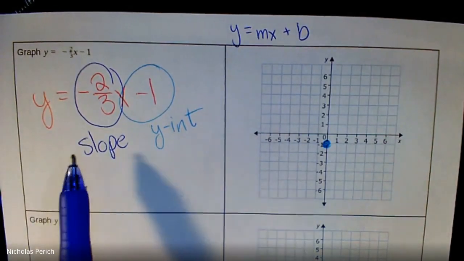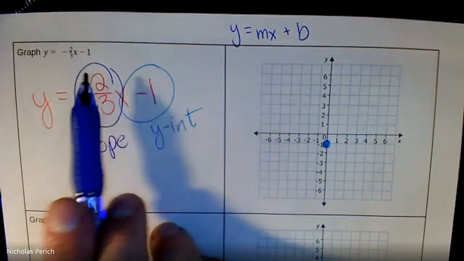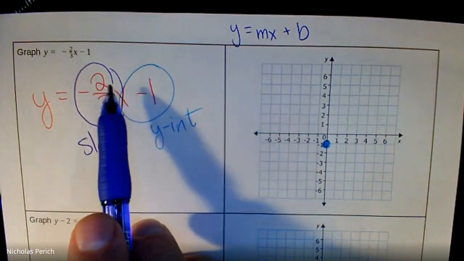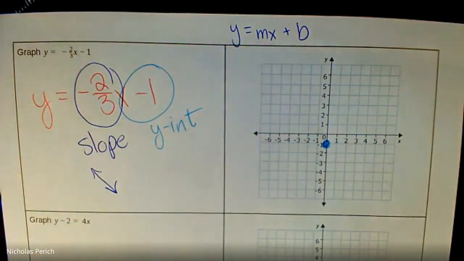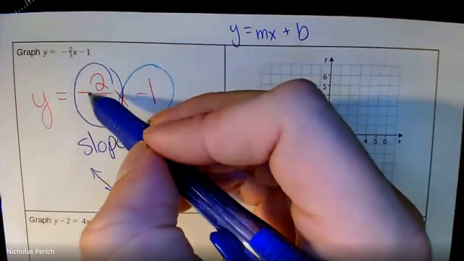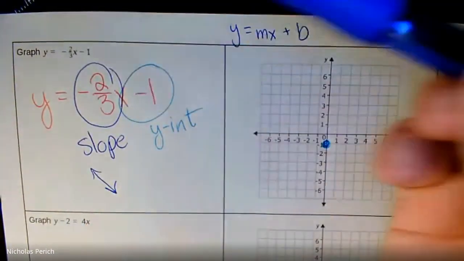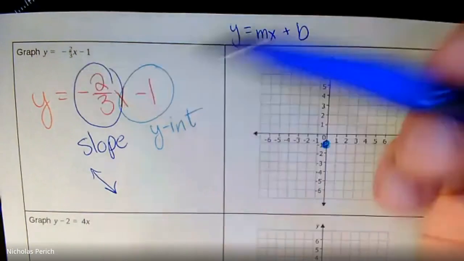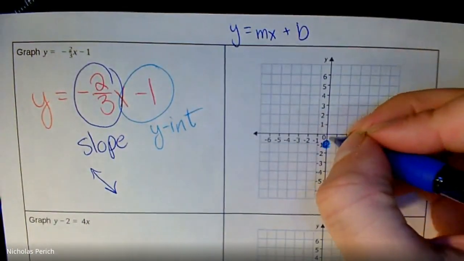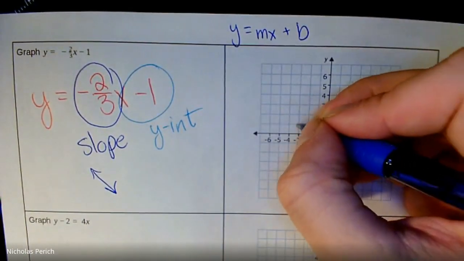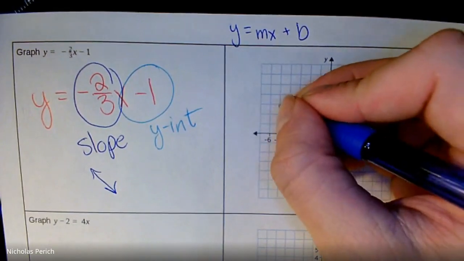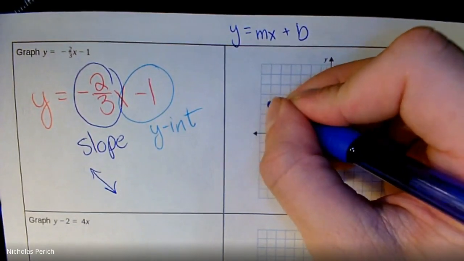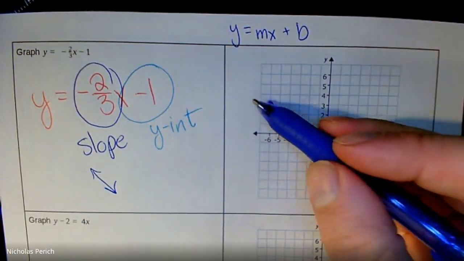Now you use your slope to make more dots. My slope is -2/3. Remember, negative slopes go up and to the left or down and to the right. So if it's rise over run, I make more dots by going up 2, left 3, dot. Up 2, left 3, dot. I ran out of space.